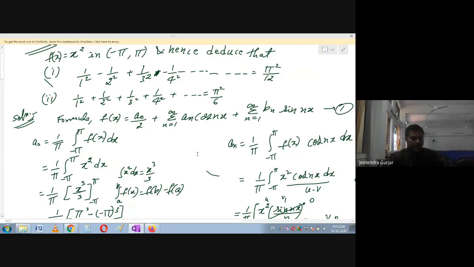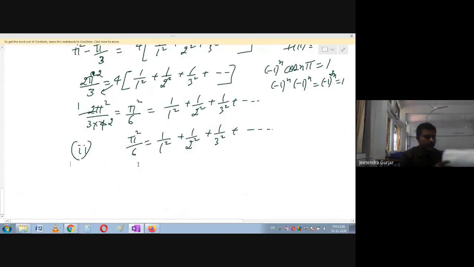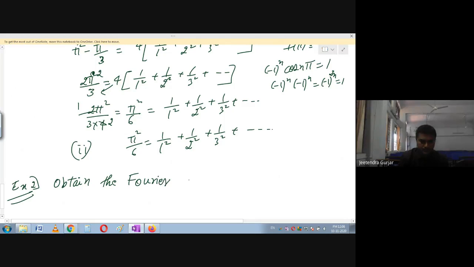So like this you should be able to calculate. So please calculate the next example, very simple, students. Yes, try the next example, which is given as: obtain the Fourier series. So the second example, you can try the second example. Obtain the Fourier series. Try yourself, students, for the function.